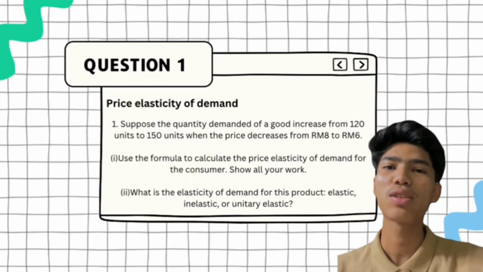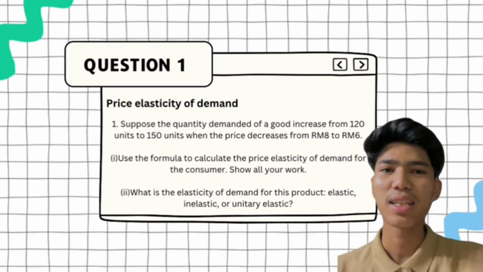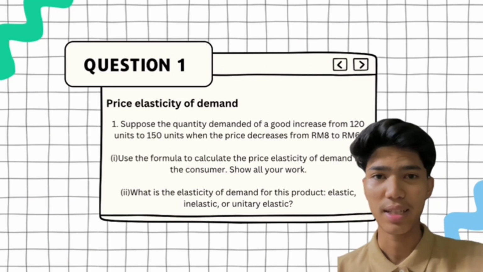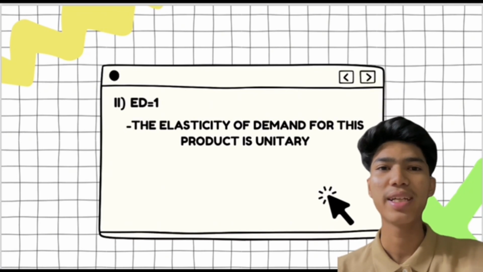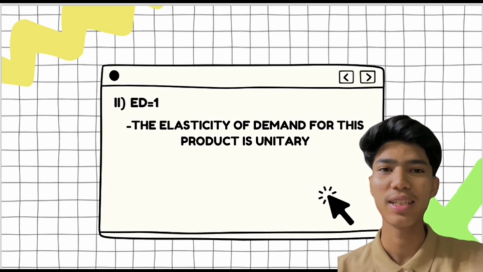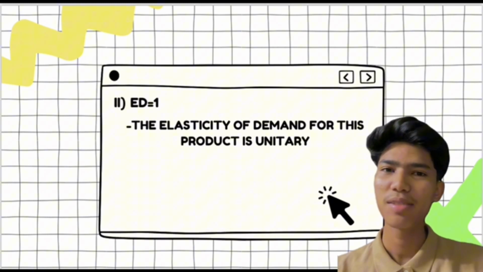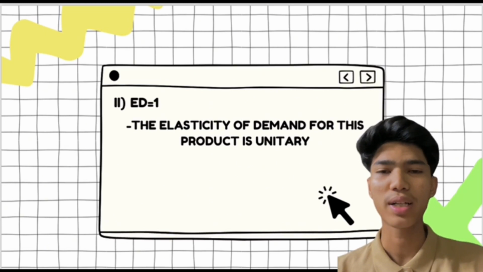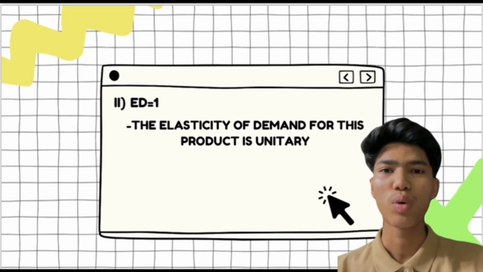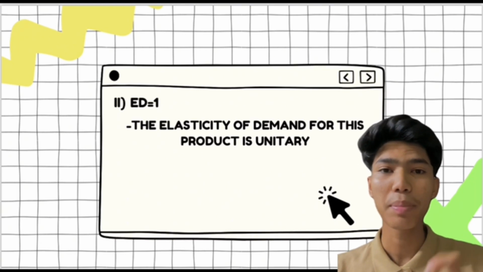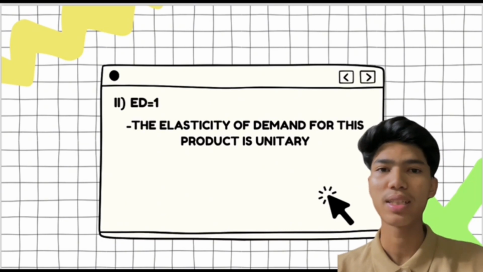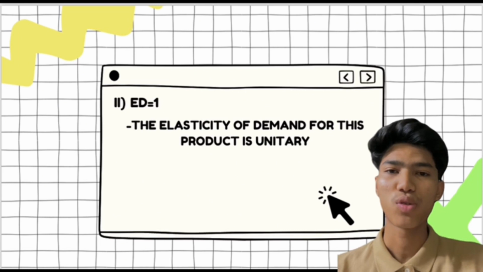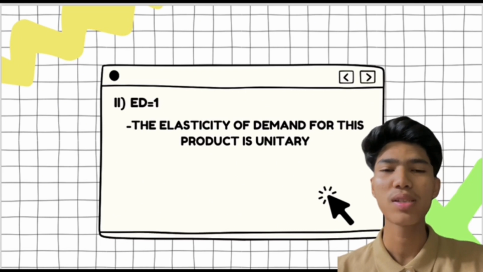So we move to the next question. What is the elasticity of demand for this product? Elastic, inelastic or unitary? We see in the previous question that the elasticity of demand ED is equal to 1. This means that the demand for this product is unitary elastic. What this means is that a 1% change in price will lead to a 1% change in the quantity demanded. So that's all from me. I pass our presentation to my friend for their part and explanation.